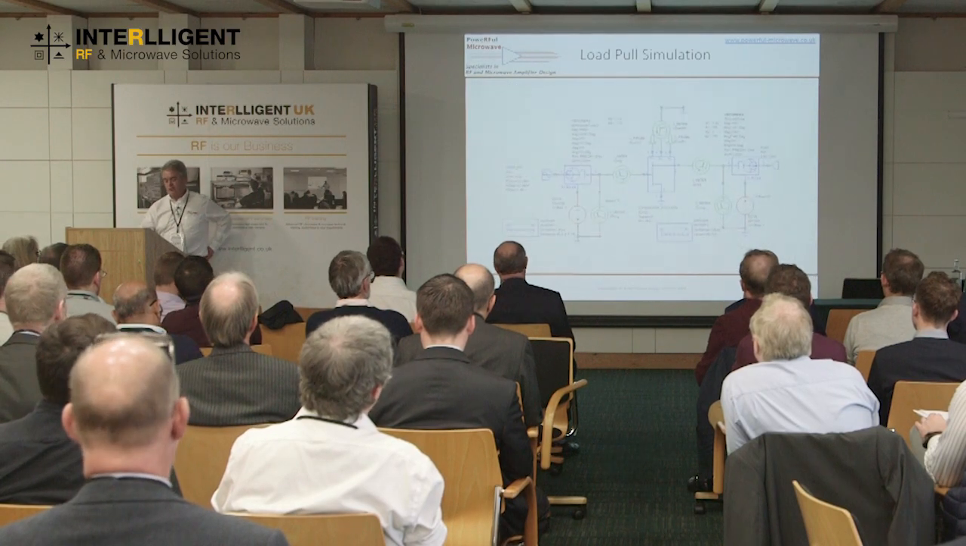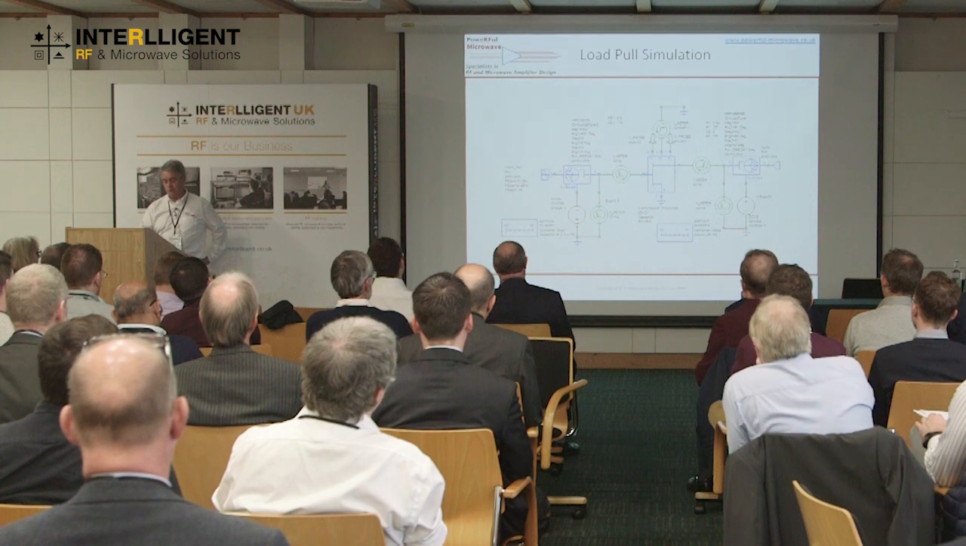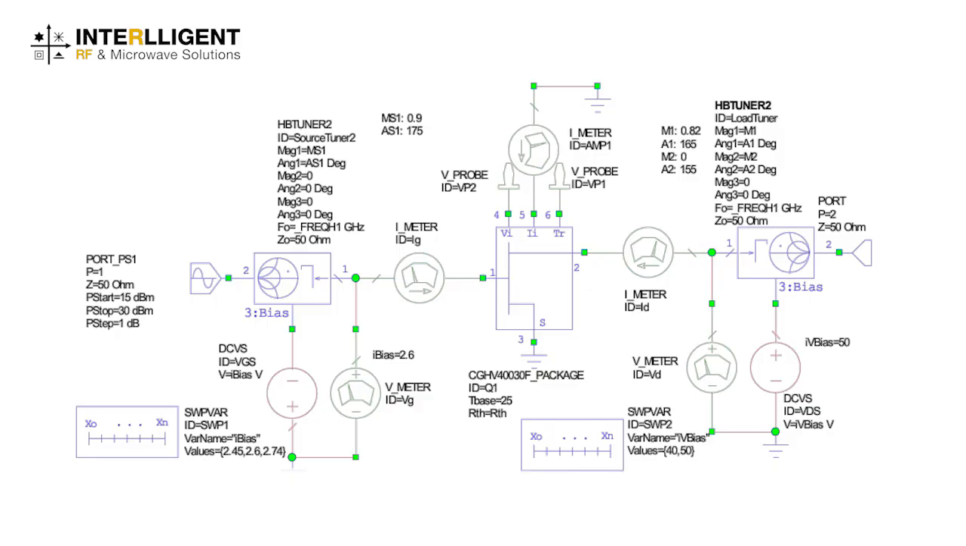The basic evaluation circuit for the device is the source and load pull measurement setup. So we've got a tuner on the input which controls the source impedance. We've got a tuner on the output which controls the load impedance. And we can control up to 3 harmonics with the way that these tuners have been configured.